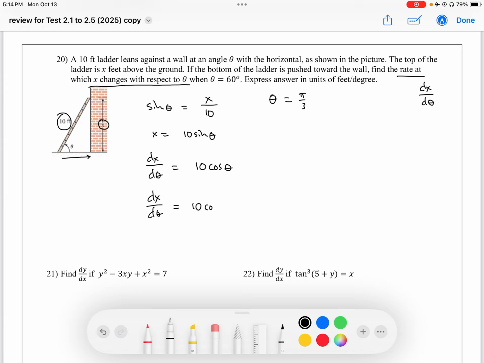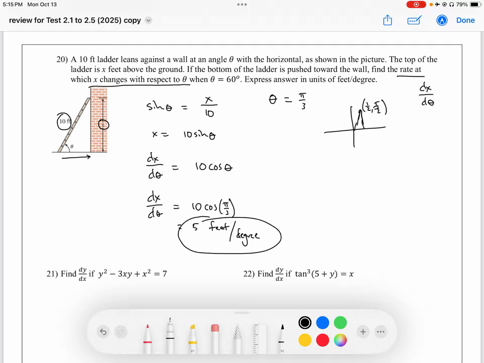So 10 cosine of pi thirds. Okay, so pi thirds is right here, and the x value there is 1/2. So the cosine value is 1/2, so that's going to be 5, and the units would be feet per degree. So this thing extends by 5 every degree.